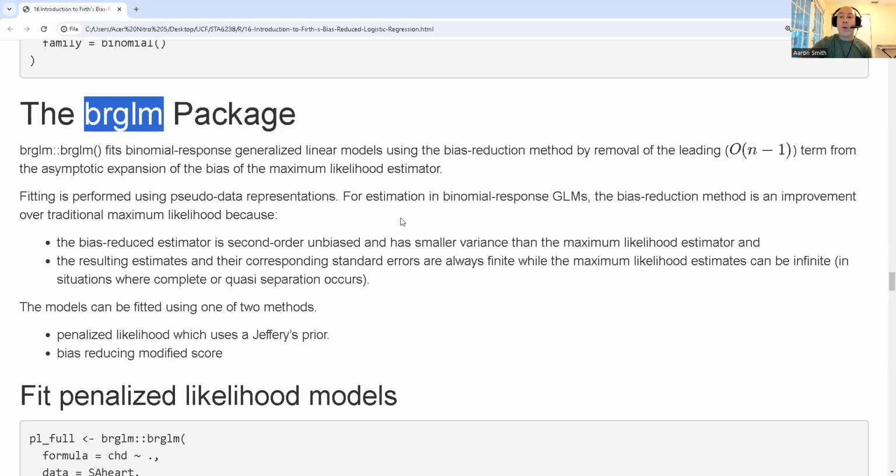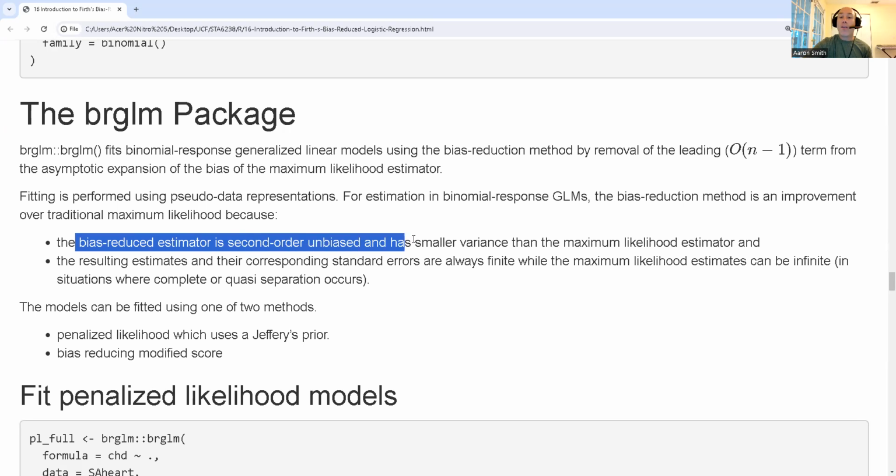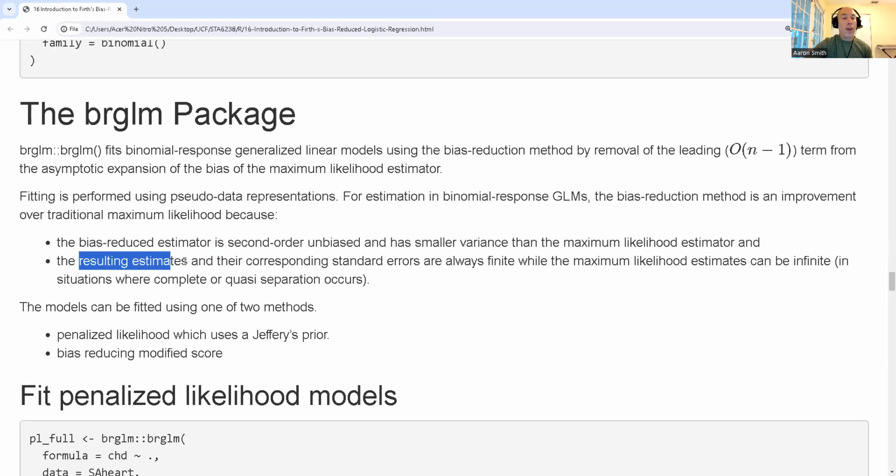The bias reduction method is an improvement over traditional maximum likelihood estimates because the bias-reduced estimator is second order unbiased and has smaller variance than the maximum likelihood estimator. And the resulting estimates and their corresponding standard errors are always finite, whereas the maximum likelihood estimates can be infinite.